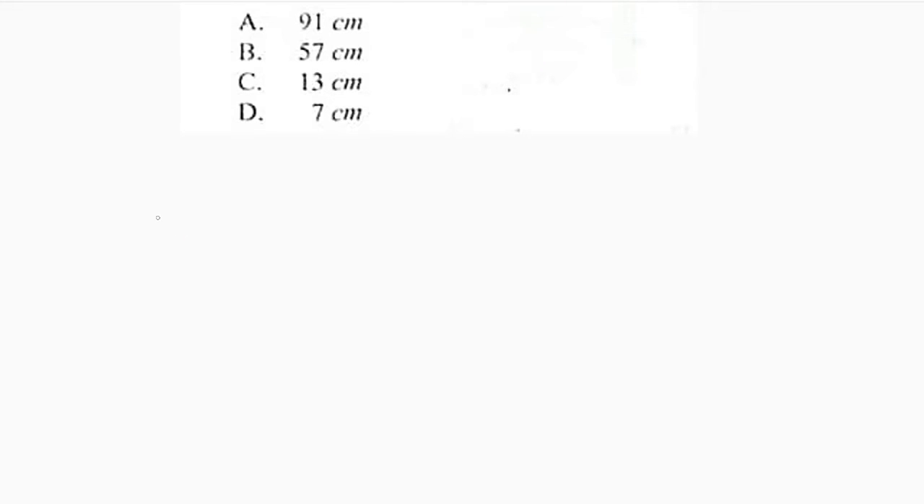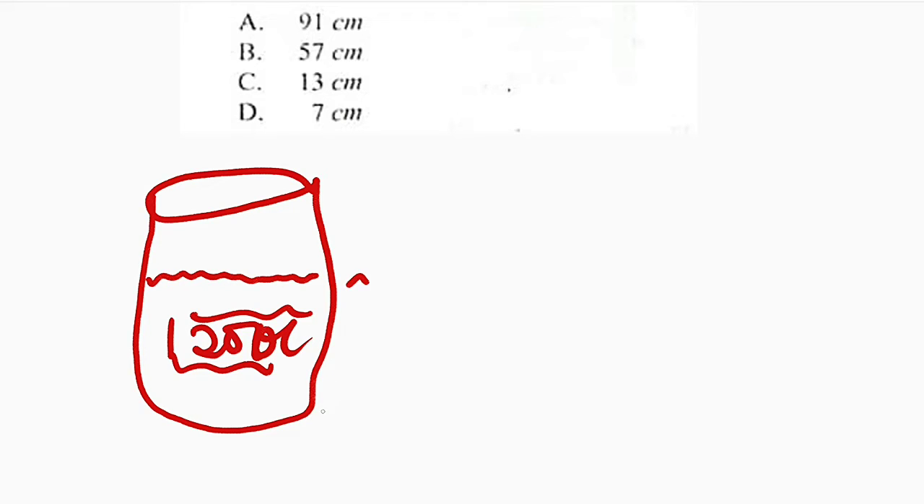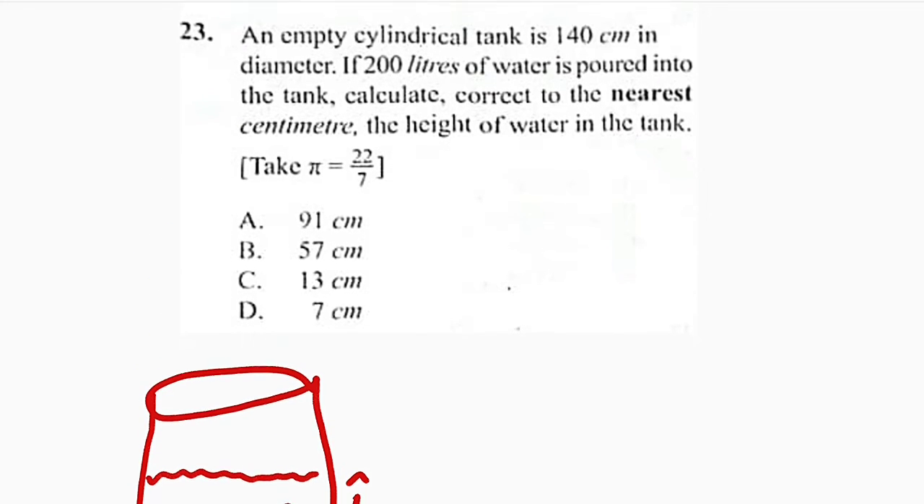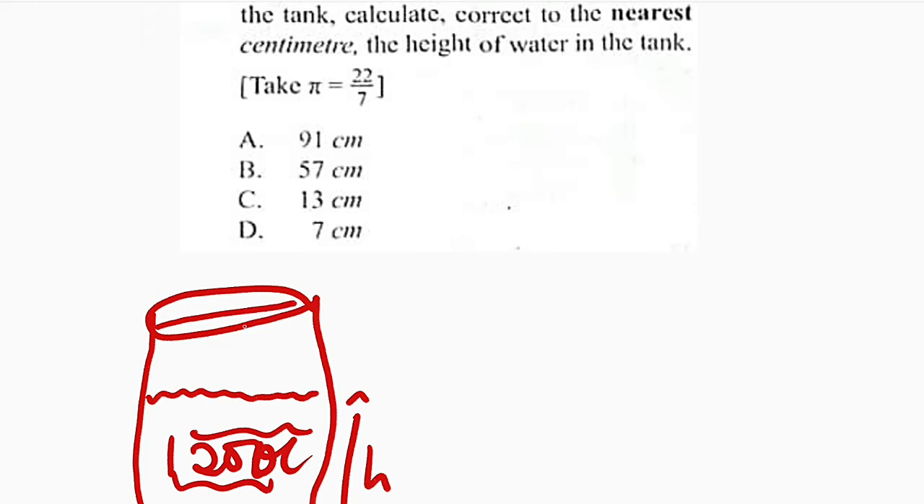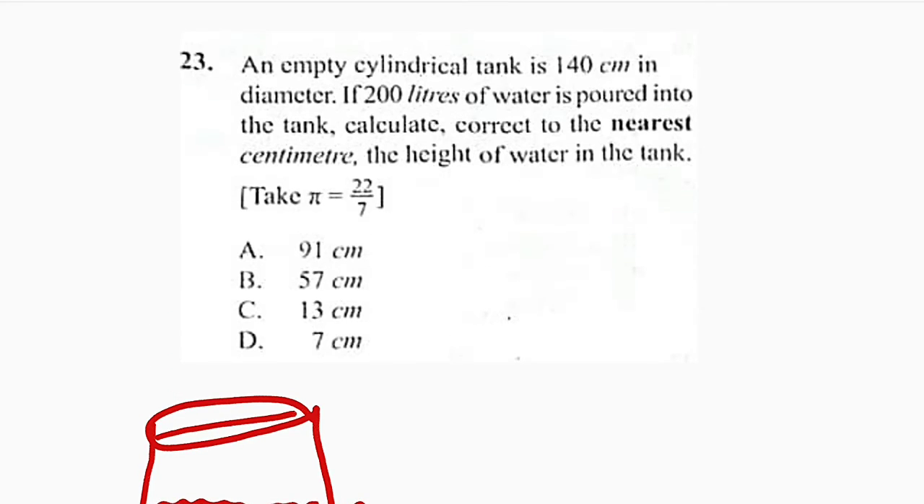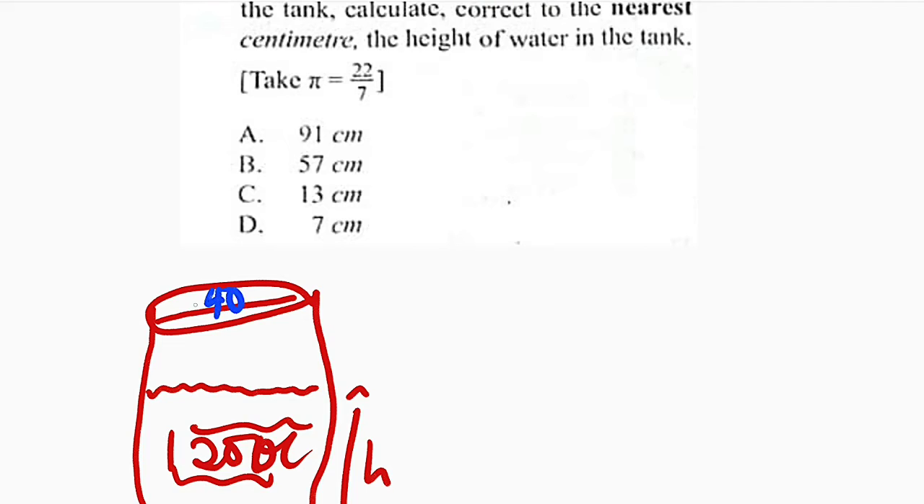So let me make a rough sketch here. Suppose we have an empty cylindrical tank like this. Don't mind the drawing. And it happens that we have water level here from bottom to the top as 200 liters. So we're looking for the height from this point down to this point, which is h. And from the question, we are given that the diameter from here to here is 140 centimeter, which means that the radius r will be half of this, which is 70. You know, radius is half of diameter.